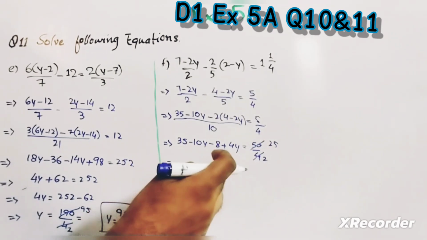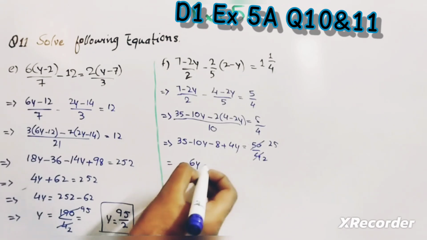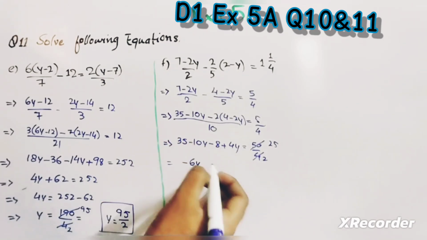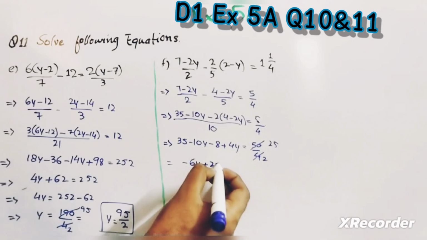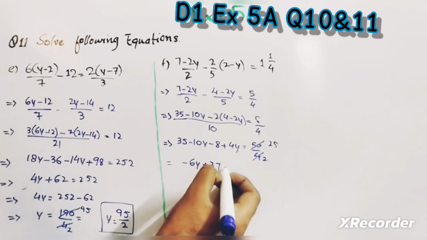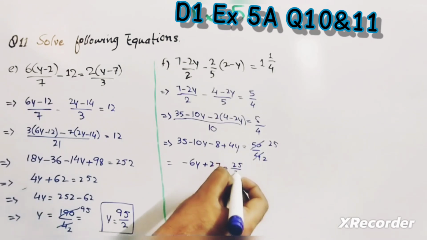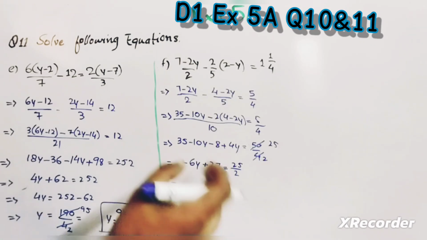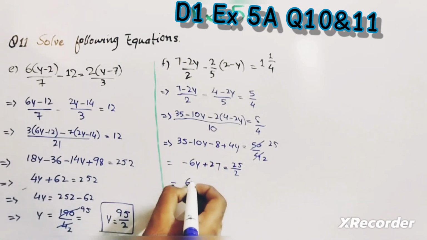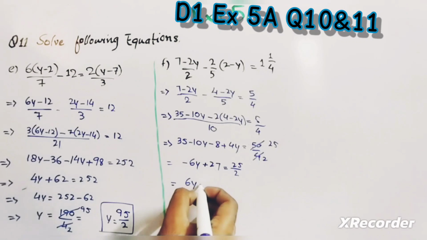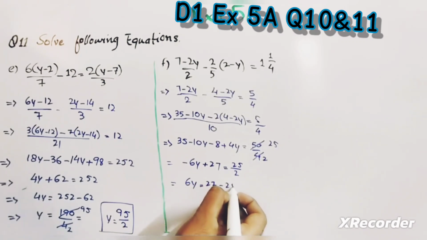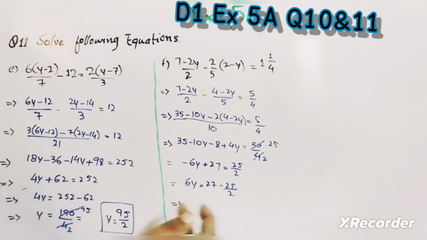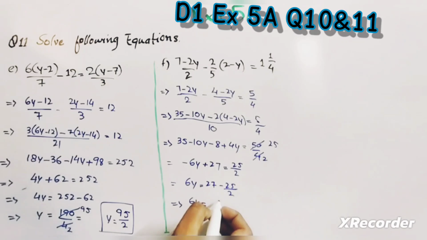Now minus 10y plus 4y, what we get is minus 6y, plus 35 minus 8 is 27, equal to 25 upon 2. Now by rearranging, what we get is 6y is equal to 27 less 25 upon 2. By taking the LCM, 54 minus 25 upon 2.